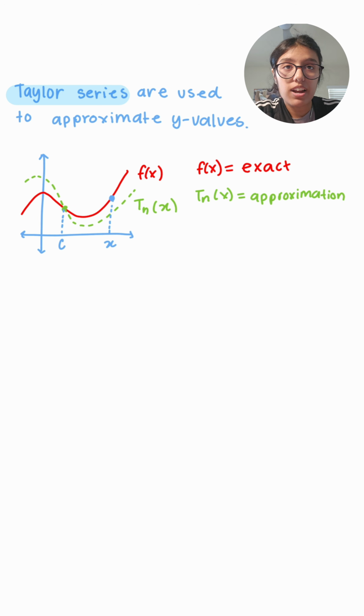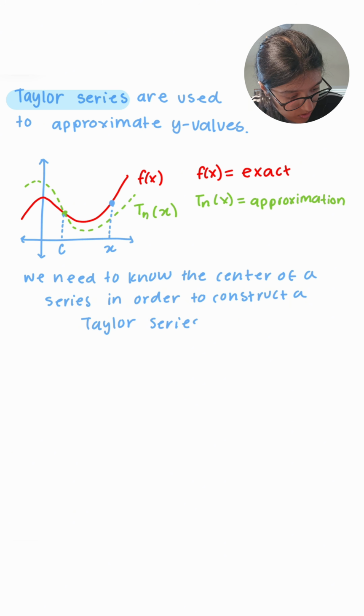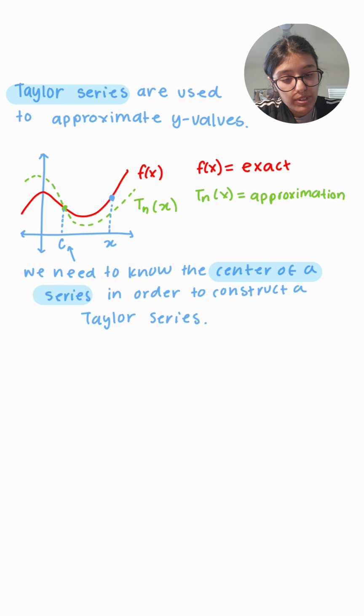So we have our actual function, and this green function right over here is our approximated function with the help of Taylor series. Now, what is this c and what is this x? Well, this c is the center of the Taylor series, and that is one crucial point we need to know whenever we're constructing a Taylor series. So the center, as we could see over here, is just where the exact function f of x crosses the approximated function, which is over here.